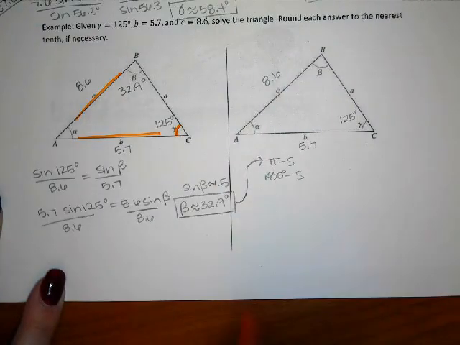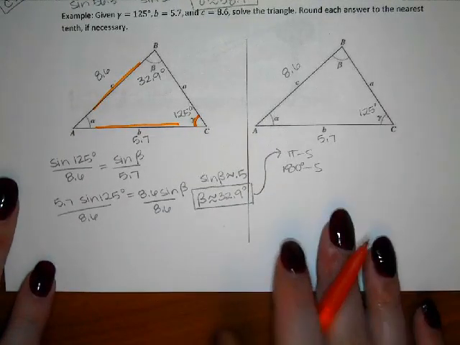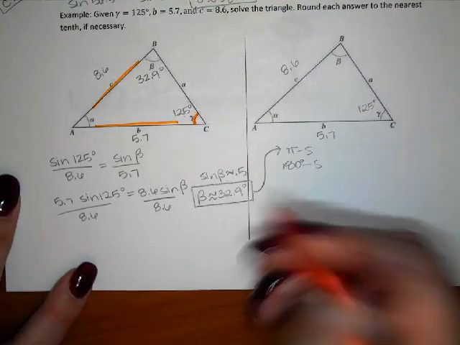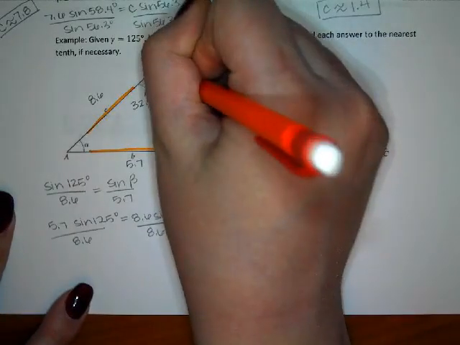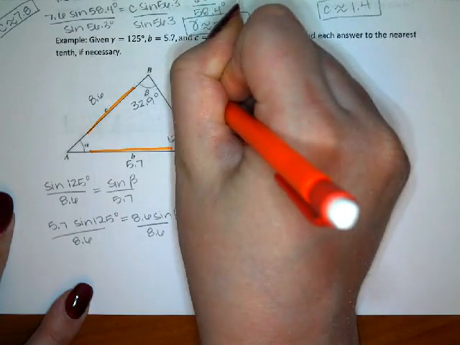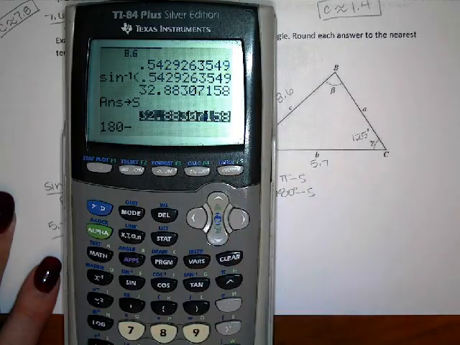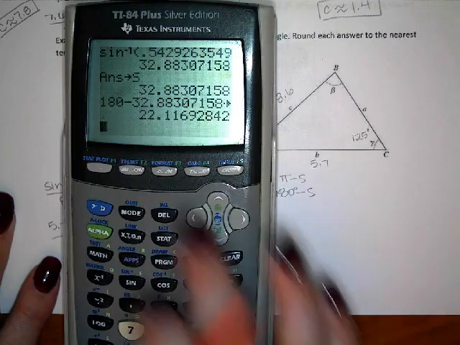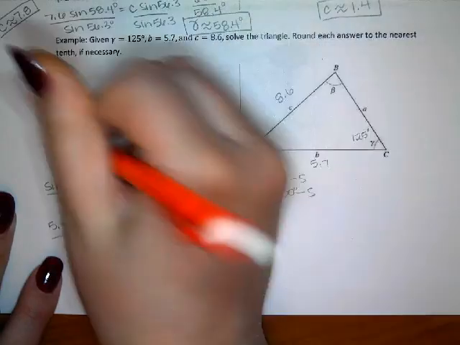I have two angles in here. I can go ahead and get my third angle. And I'm going to do that. I'll do my work up here. 180 degrees minus 32.9 minus 125. So minus this S value minus 125, 22.1 degrees. So angle alpha is 22.1 degrees.